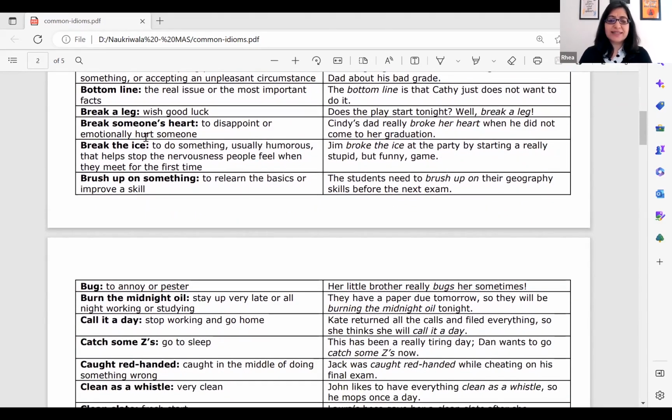Break someone's heart. I think this is a common one. When you disappoint someone, you hurt someone. Cindy's dad really broke her heart when he could not come for her graduation ceremony.